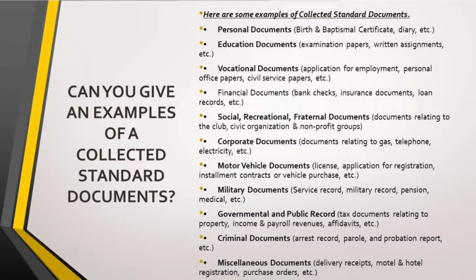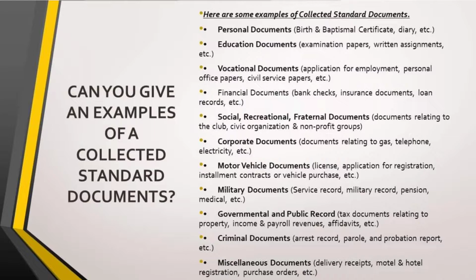Okay, so here are some examples of collected standard documents. Number one, we have personal documents like birth and baptismal certificate, and also diary. We also have the education documents like the examination papers, written assignments, or anything related to education. Next, we have the vocational documents like the application for employment, personal office papers, civil service papers. Next, we also have the financial documents like bank checks, insurance documents, loan records. Then, social, recreational, fraternal documents like documents relating to the club, civic organization, and non-profit groups.